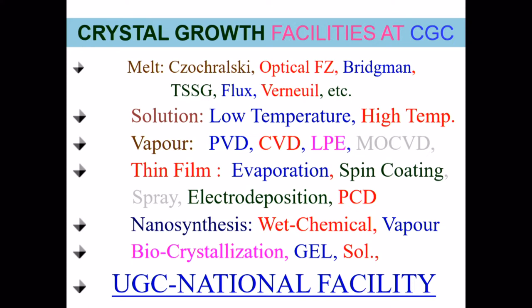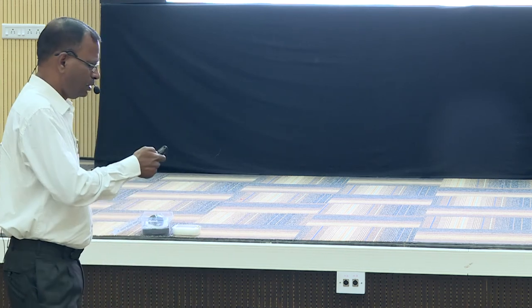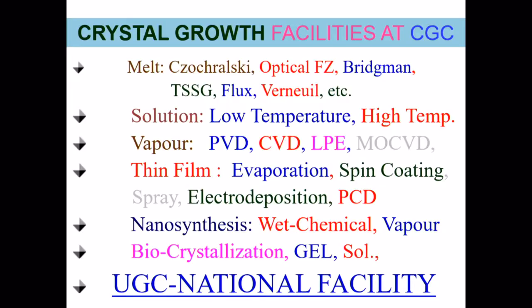Okay. Now I come to the facilities available at the Crystal Growth Center and our university. These are the facilities available for synthesis or making crystals. For bulk, we have Czochralski, which I have already shown. With the seed, we can grow a crystal. Optical floating zone, Bridgman, flux, Bernoulli, and other processes.